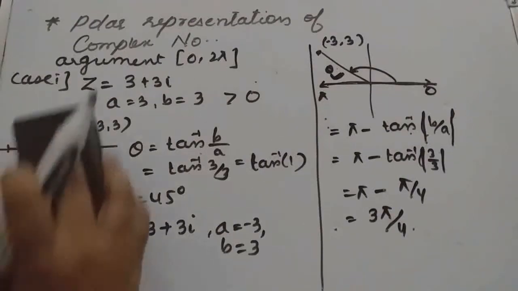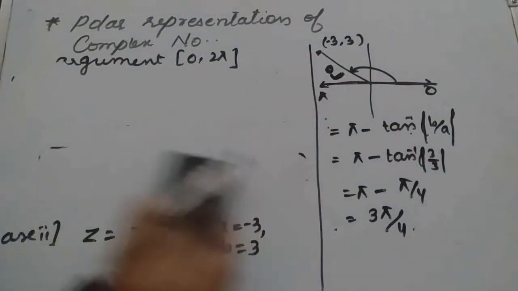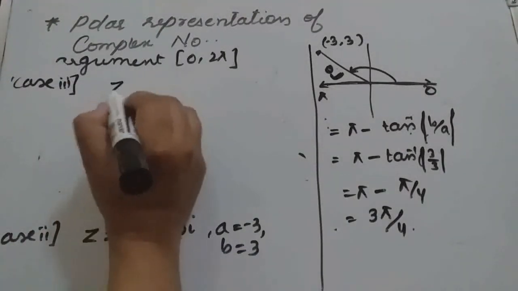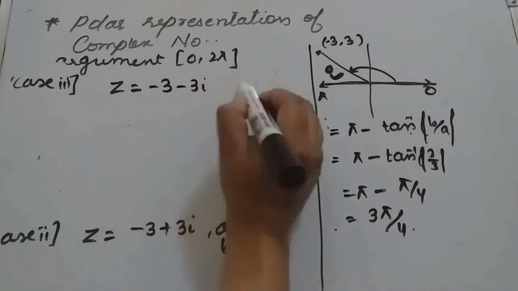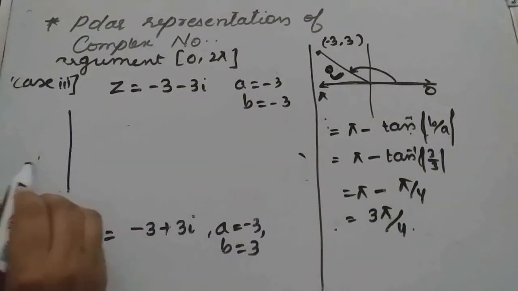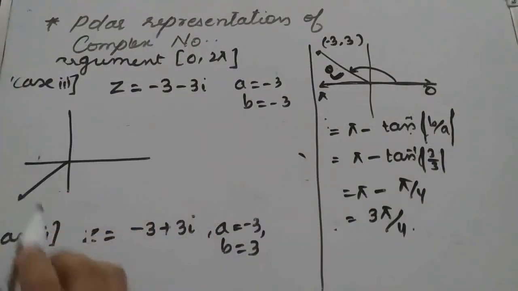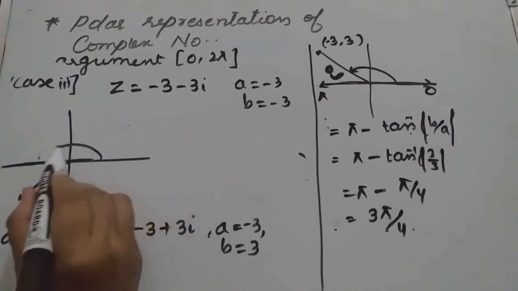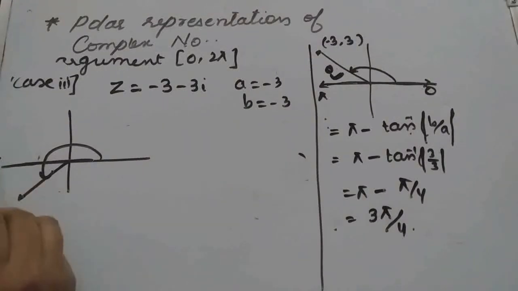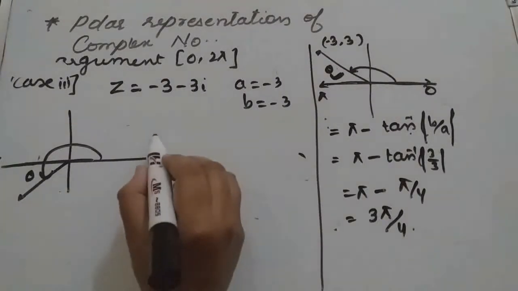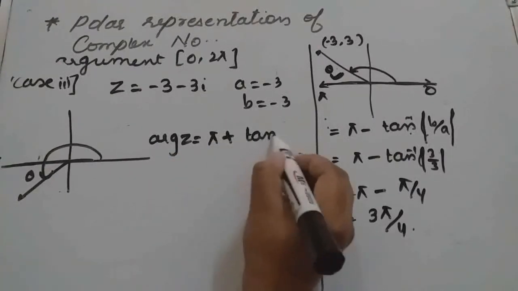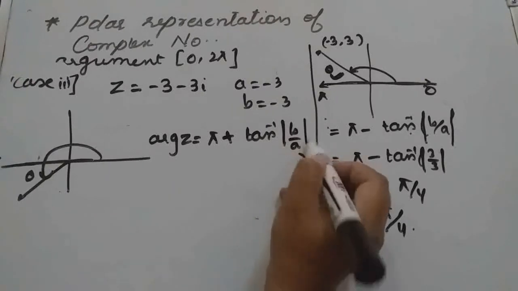For case 3, you consider both negative. Suppose that is minus 3 minus 3i. So A is minus 3 and B is also minus 3. So that will lie in the third quadrant. So this we should find here. So what we can do here? Pi plus theta. So argument of Z in this case will be pi plus theta. Theta is tan inverse mod B by A.